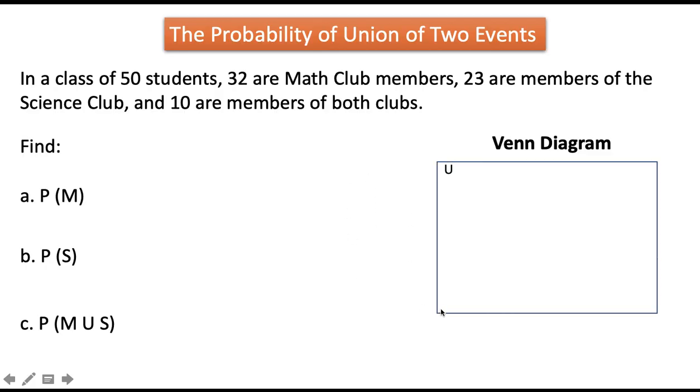So first, we're going to draw a rectangle that represents our universal set. Then, two overlapping circles that represent the set for math club members and for the science club members. So we will start writing from the intersection. So in here, 10 of them are members of both clubs. Then 32 are math club members. Since 10 of them were already written here, we'll just write the rest here.